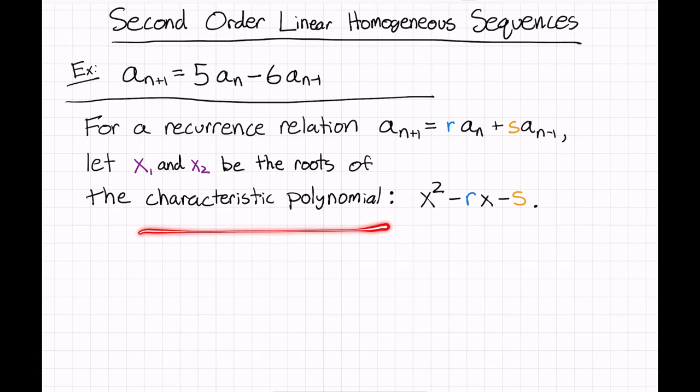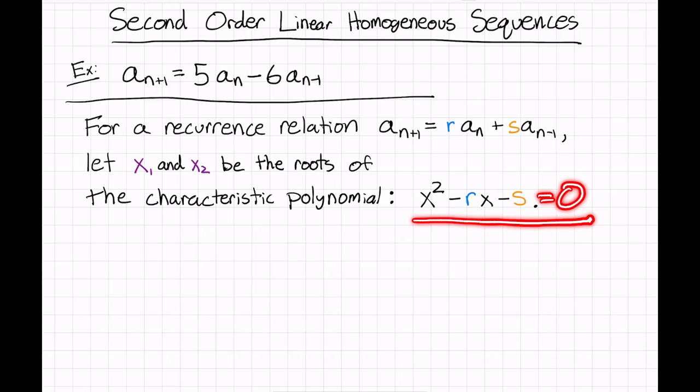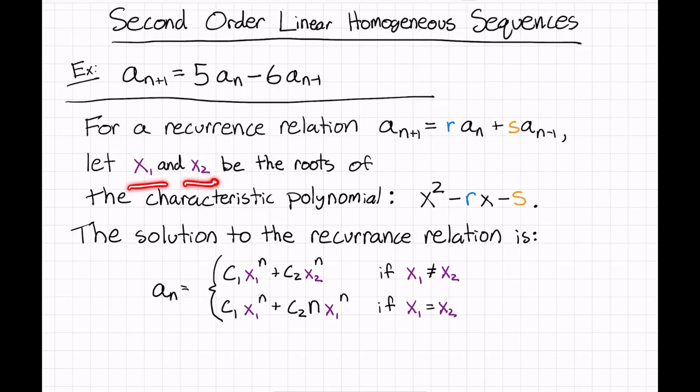Once I have this characteristic polynomial, I want to find its roots. In other words, I want to know what values of x can I plug in to make this polynomial equal to 0. So this is going to depend on r and s, but this is just an equation that I can solve, and whatever I get out, whatever my 2 answers are, x1 and x2, these are the roots of this polynomial. So the point of bringing this up is to find these two values x1 and x2 because they're going to have some special property relative to this recurrence relation.